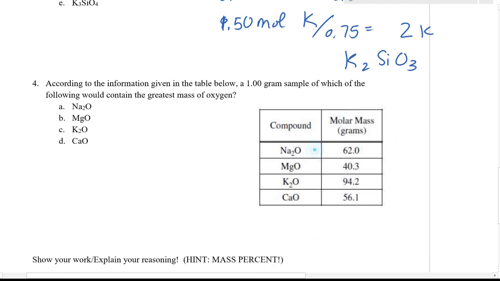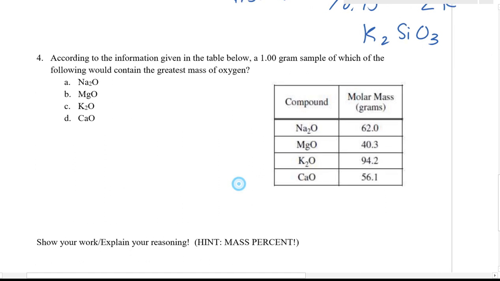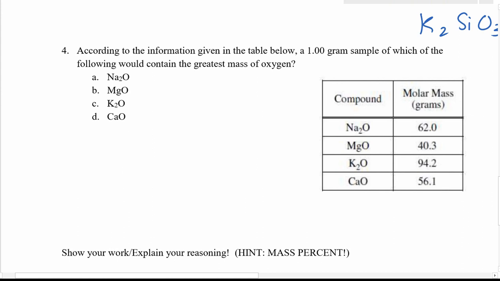Looking down at this one, problem number 4, this is an example of how you might see an application of mass percent. On the AP exam, you're not likely to see a problem that just says what's the percent by mass. You're more likely to see it pop up in an application kind of scenario, like this one right here. It's saying a 1 gram sample of which of the following would contain the greatest mass of oxygen. Basically you have the same sample size of all 4 of these substances, and you want to know which one has the most oxygen.